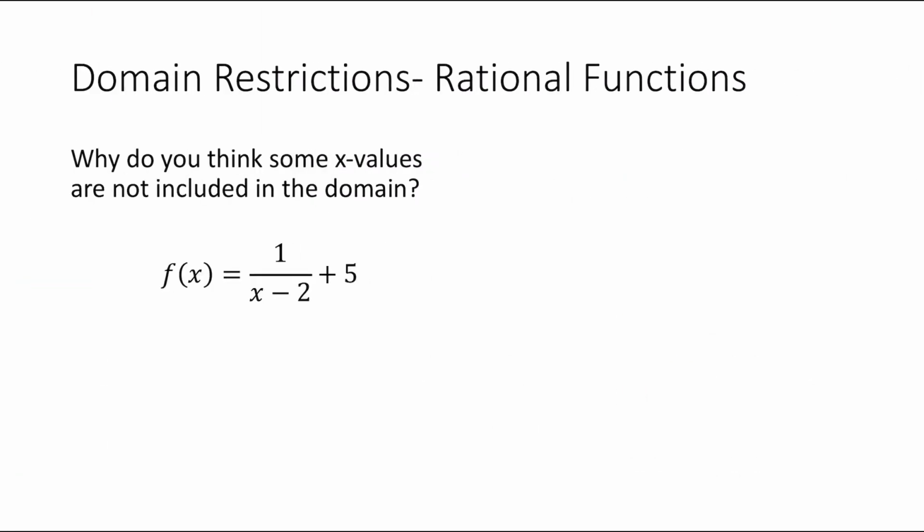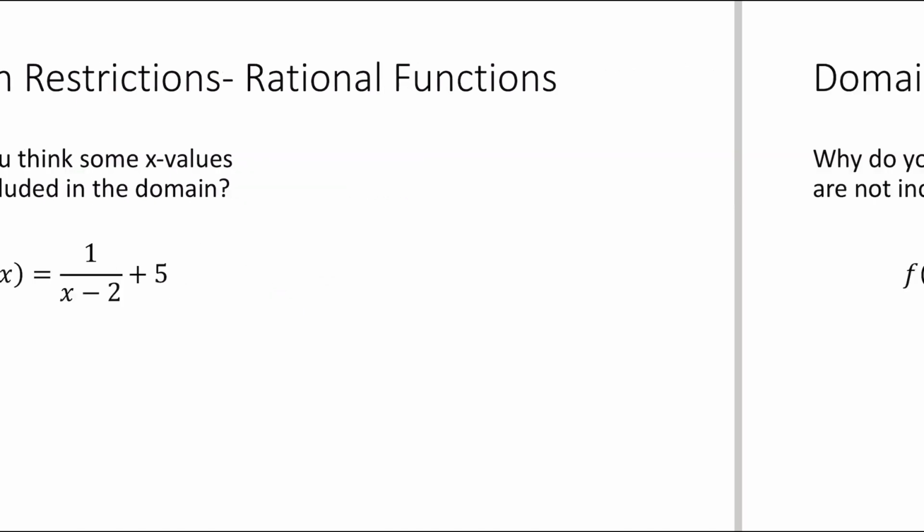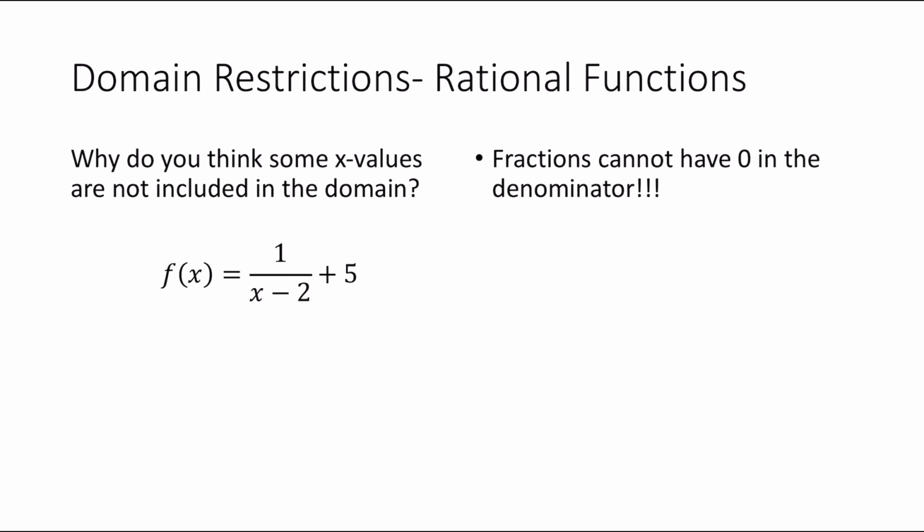Why do you think we would have a situation where some x values are not included in the domain? Look at this function for a minute and think about what x values would not make sense in the context of the problem. Did you think about it? The reason is that I have a fraction. When we talk about rational functions, we're going to see fractions in our equation. And remember, when we have a fraction, you cannot have 0 in the denominator. So this x minus 2 cannot be equal to 0. That's why we have that exception in our domain, because you can't have 1 over 0. That is undefined.